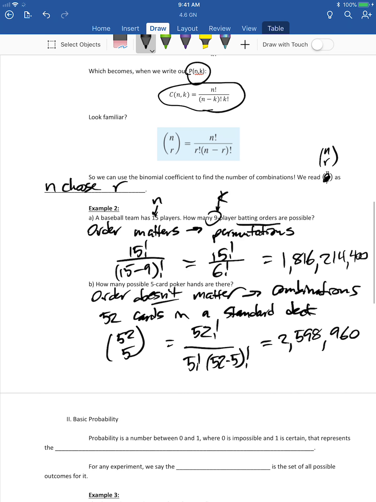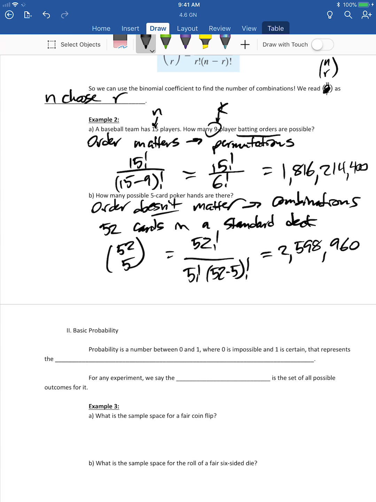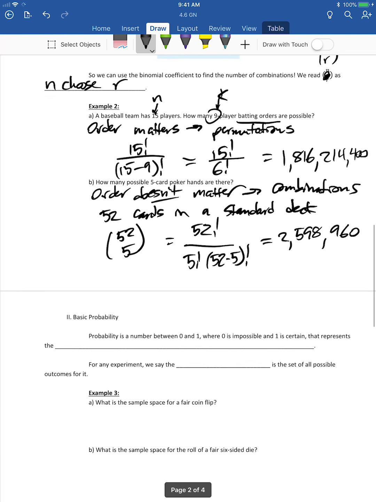All right, permutations and combinations. Really important, really interesting. There's a lot of fun things we can do with it. And in fact, we're definitely going to go through some more fun examples in class. But for now, I also want to move on to some basic probability.